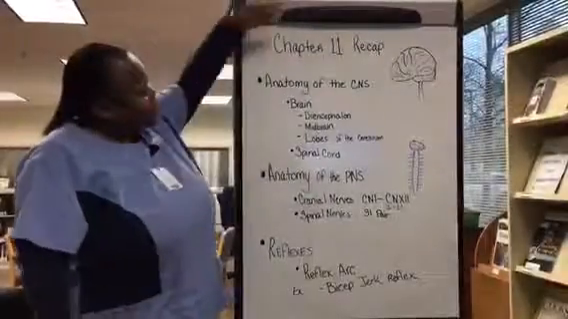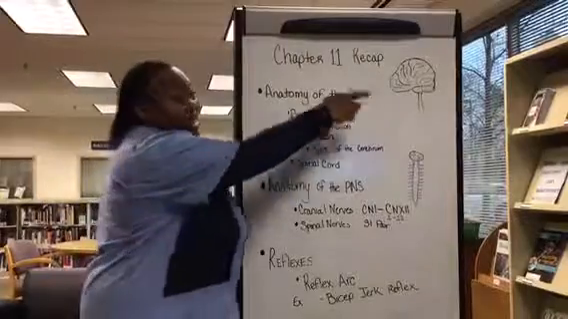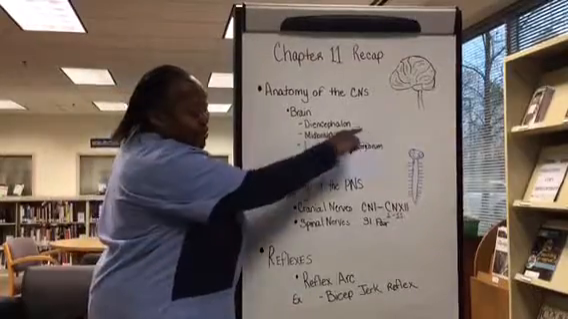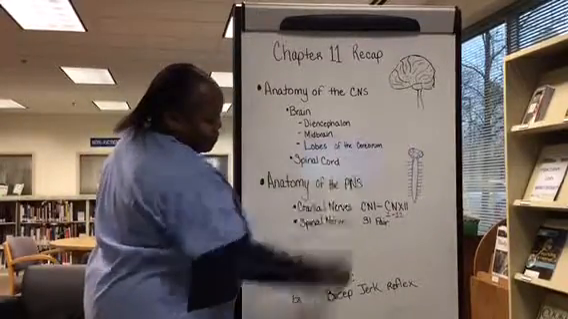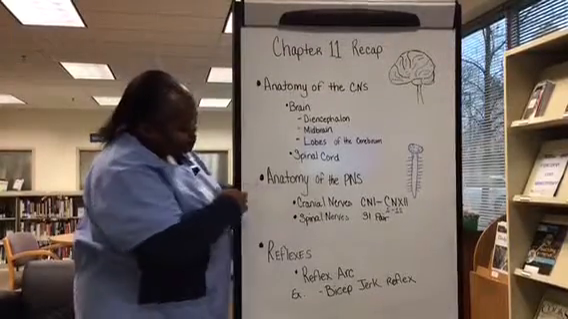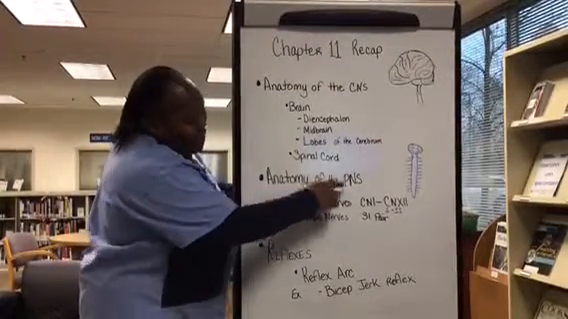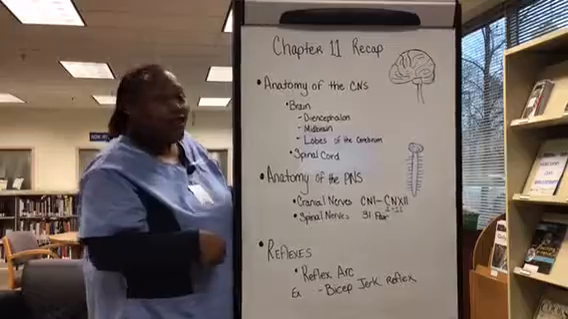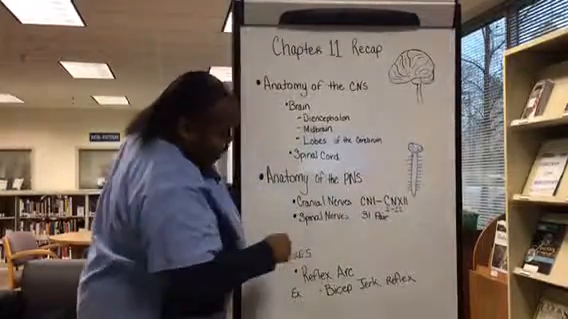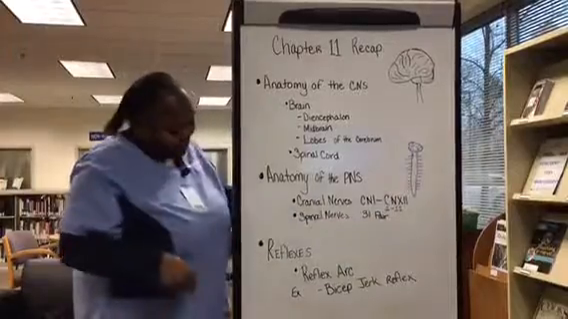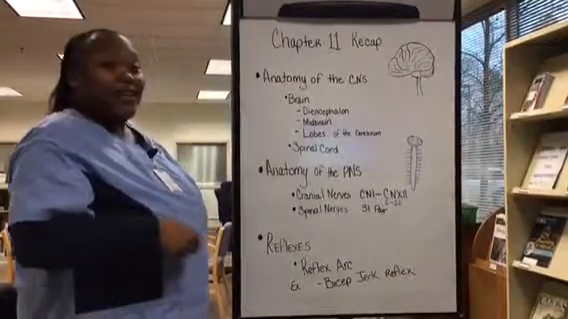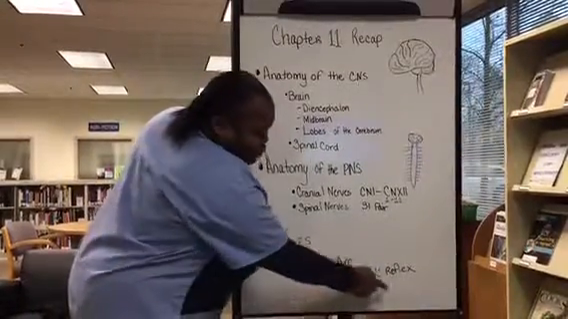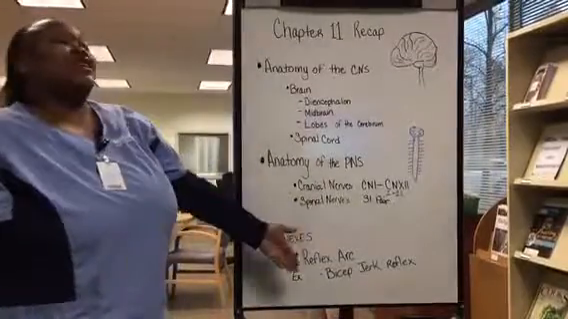Okay, now it's time for the Chapter 11 recap. We went over the anatomy of the CNS, which includes the brain and the spinal cord. In the brain, we have the diencephalon, the midbrain, and the lobes of the cerebrum. Next we went over the anatomy of the PNS, which is the cranial nerves and the spinal nerves. In your cranial nerves, you have 1 through 12. In your spinal nerves, you have 31 pairs. And finally, we went over the reflexes, which is the reflex arc. For example, we have the bicep jerk reflex. And these are the things that we went over in Chapter 11's recap.